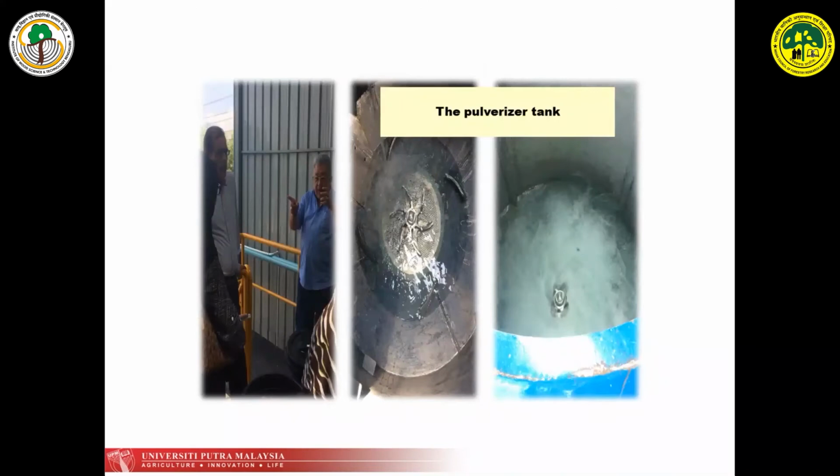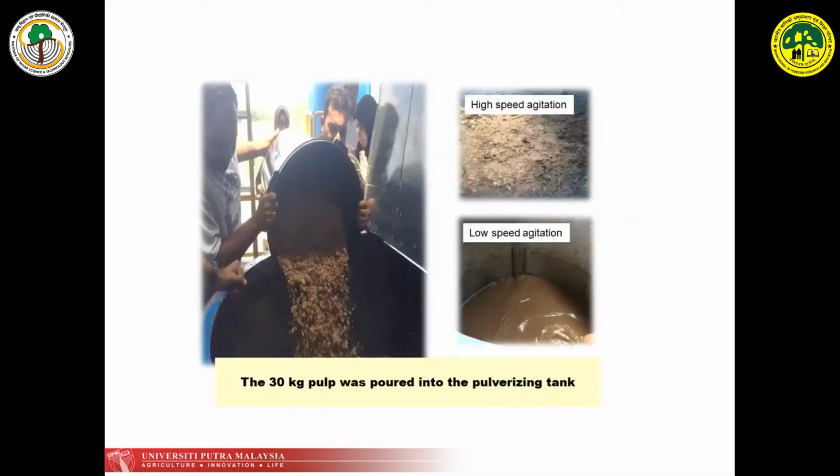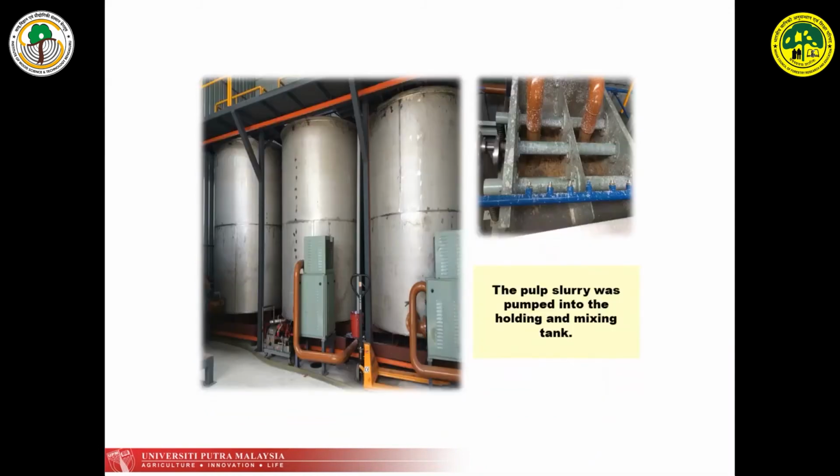So there is a pulverizer. You put the pulp into the pulverizer, and here you can mix it. If you want to make it water resistant or oil resistant, you can modify it in the pulverizing tank if you want to make any modification to the pulp. Then there is high speed agitation and low speed agitation so it can mix properly with the water. The pulp slurry is pumped into the holding and mixing tanks, where it mixes very properly before going into the pulp mold.